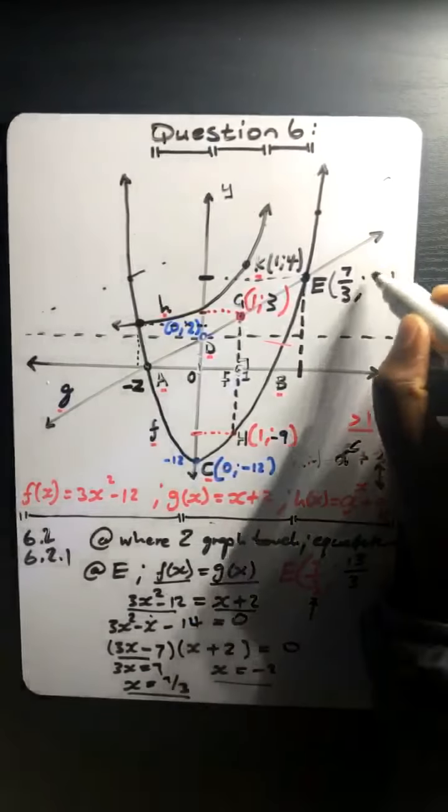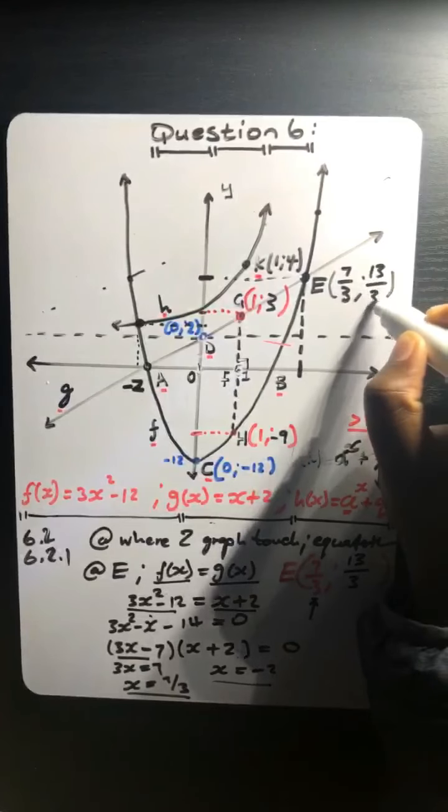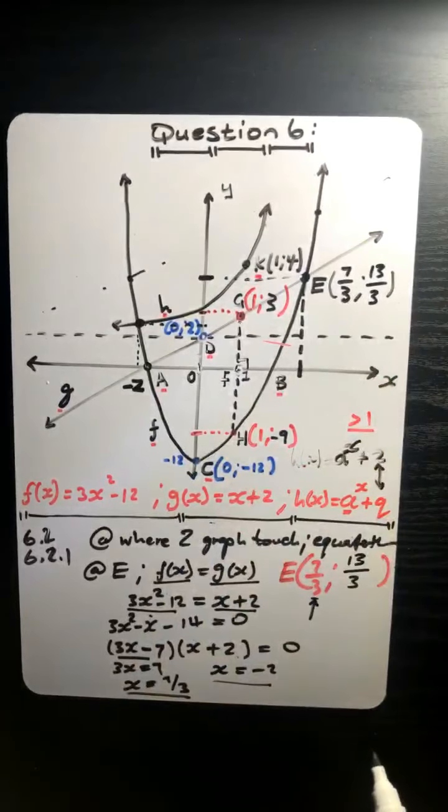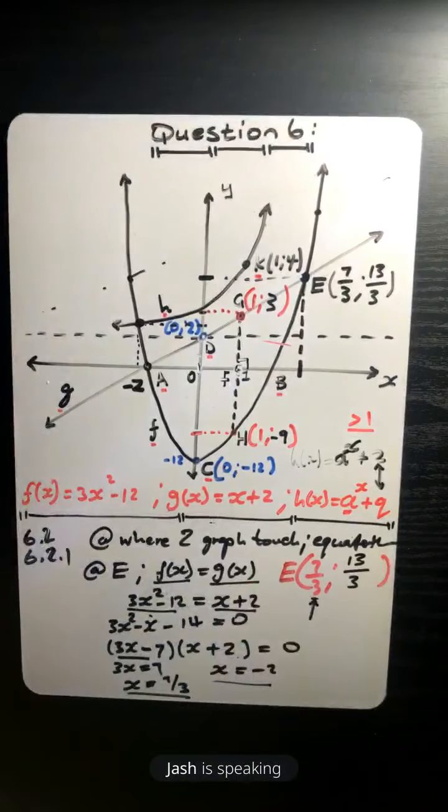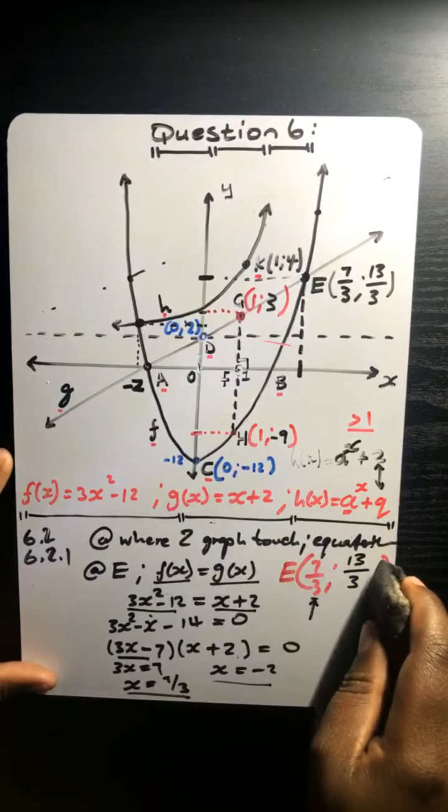So that means the y value is 13/3. Did it make sense to everyone, guys, before we move to the next question? Guys, did it make sense to everyone? Yes, sir. Last one to confirm. Yes, sir. 100%.